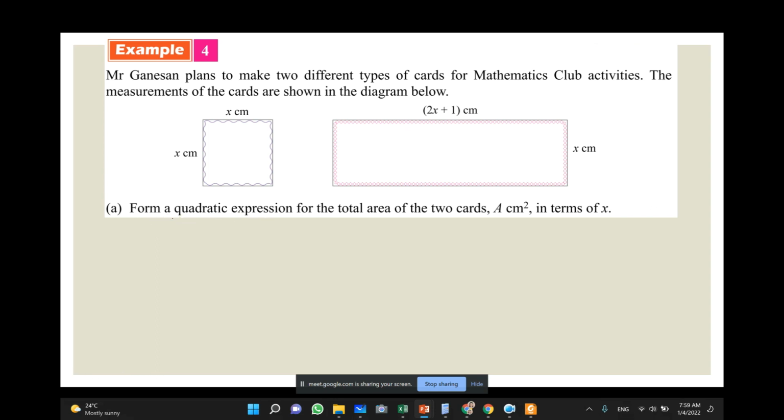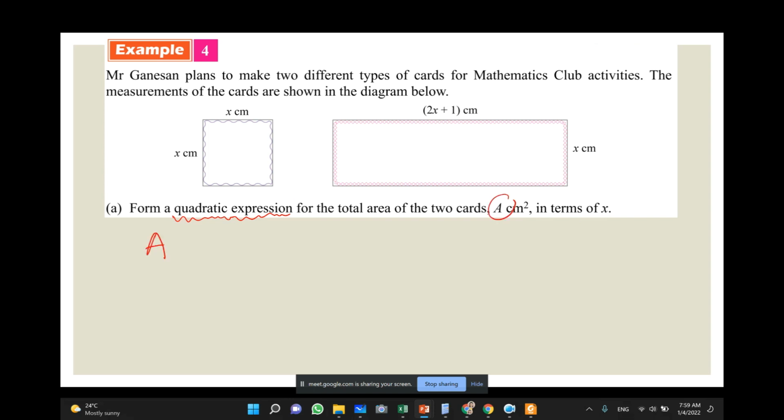So you have to be very careful about the requirement of the question. They just want a quadratic expression. So you have to recall, how does a quadratic expression look like? For finding the total area of the two cards, in squared centimeters in terms of x, we are going to come out with the quadratic expression for the area.